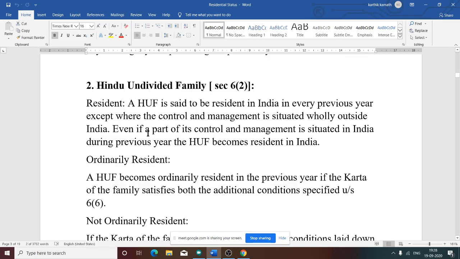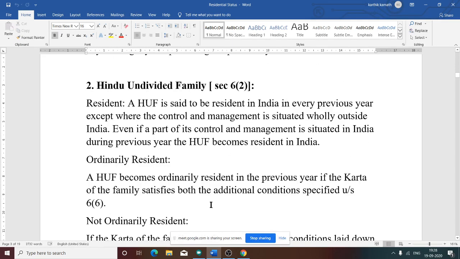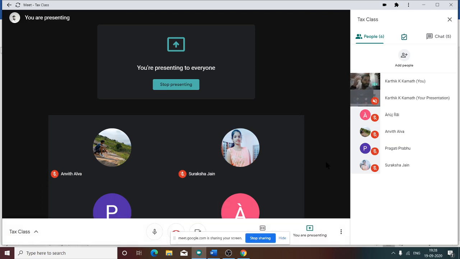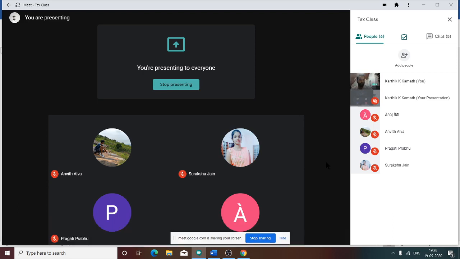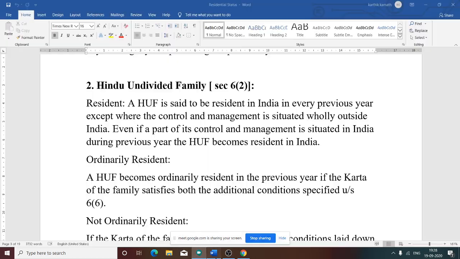Now the next thing is HUF, section 6 clause 2. HUF, you know, is Hindu undivided family. So who is the head of the Hindu undivided family? Can you tell me? What is he termed as? We have discussed this. Head of the HUF is termed as what? Karta. Yes, Karta is the head of the family.